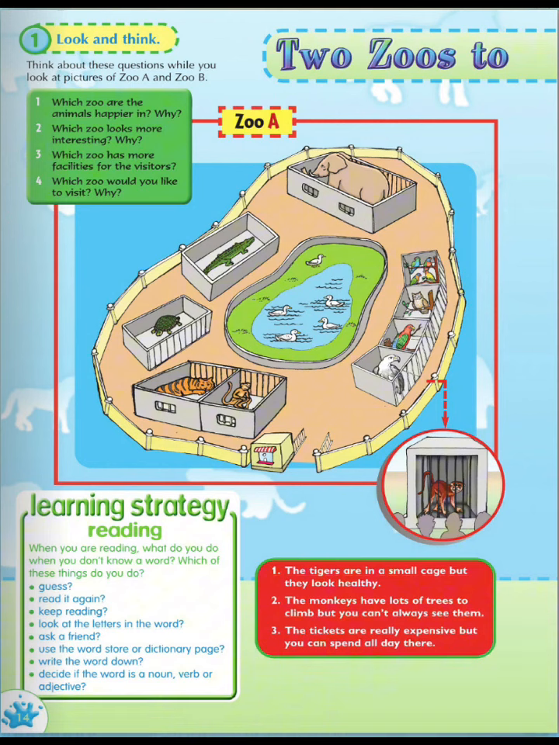Now let's move to learning strategy. Reading. When you are reading, what do you do when you don't know a word? Which of these things do you do? Guess? Read it again? Keep reading? Look at the letters in the word? Ask a friend? Use the word store or dictionary page? Write the word down? Decide if the word is a noun, verb, or adjective.